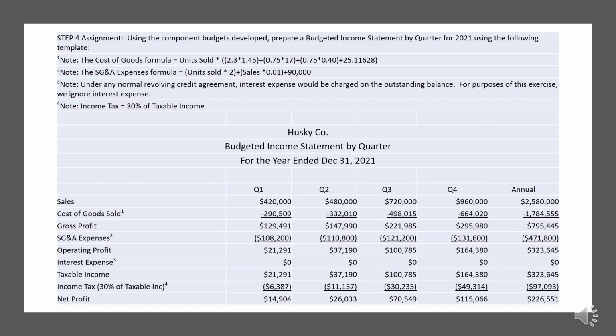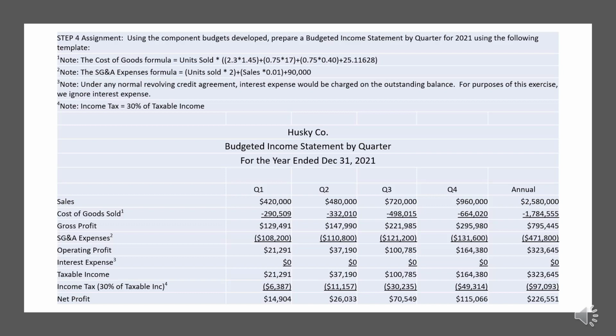We take this times the 7,000 units that we sold, and that becomes our cost of goods sold. We do this with each of the amounts sold. This is 8,000 units, if you'll recall, and so forth, for a total of $1.784 million from the $2,580,000, and that gives us a gross profit of $795,445 for the year. Our SG&A expenses come next.